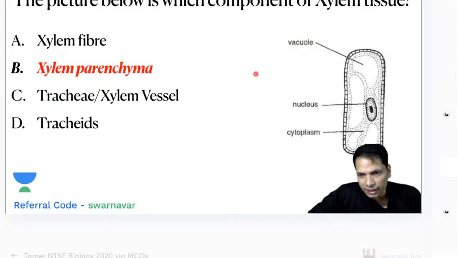So students, why are xylem vessels and xylem tracheids dead? For what reason do they not have any cytoplasm? Who can tell me? Xylem vessels, xylem tracheids, okay? Why don't they have any kind of cytoplasm?